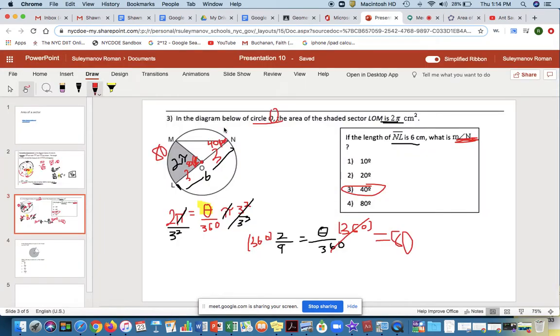In this case, no. So when they're asking for the angle here, they're asking you for the angle that's not associated with the sector. So in this case, we have to find out the angle that's associated with the sector so we could find out what angle N is. So it all depends on the question.